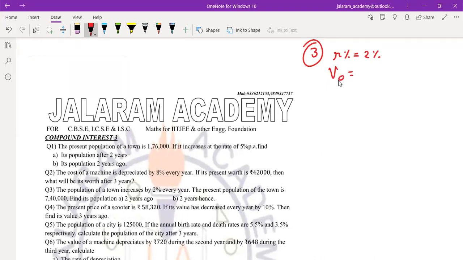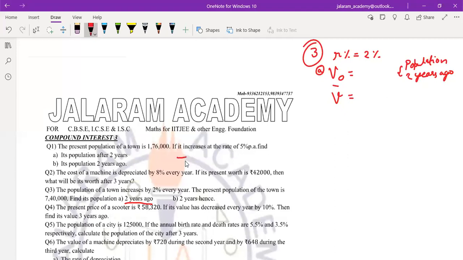But remember, present means the population which is the first population. If there are two populations, one is present, another 2 years ago, then we take the population of 2 years ago as V naught. Always the starting population is taken as V naught and the final population is taken as V. Like in part A of this question, we have to find the population 2 years ago. It is not given. V naught means the population 2 years ago and we have to find it. The first population is always V naught.